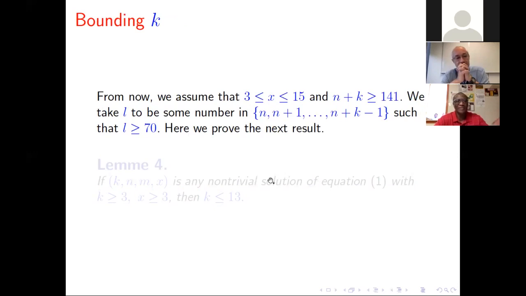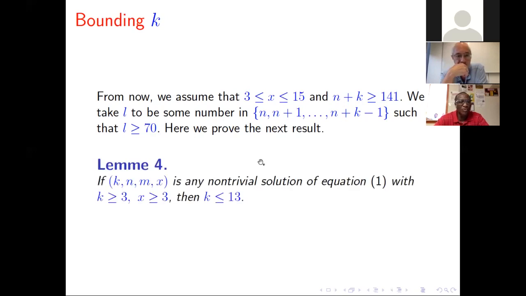The next step is to bound k. We dealt with x. We have a small value for x. We still have n plus k greater or equal to 141. And in this case, we were able to prove that we can reduce the bound of k also to 13, I'm sorry. So that is for bounding.